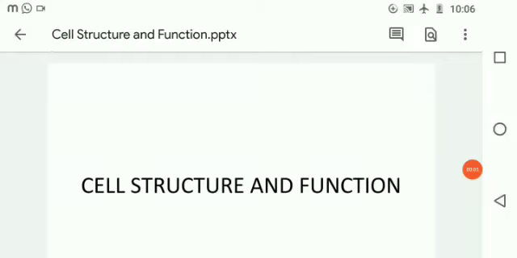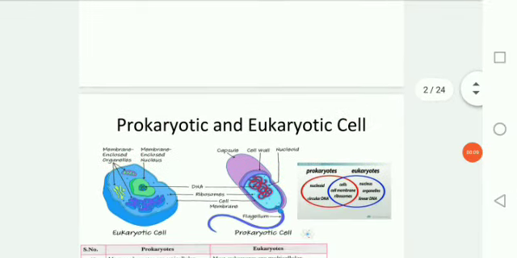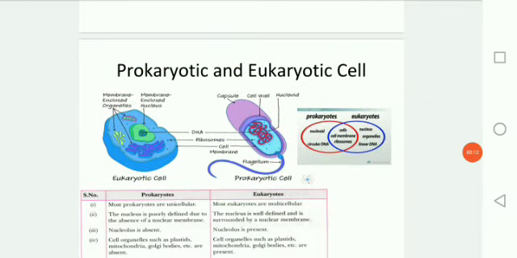Hello friends, today we will be discussing the cell structure and function. When we discuss cell structure and function, we should know that there are two different kinds of cell: the prokaryotic cell and the eukaryotic cell. Prokaryotic cells are the primitive cells, whereas eukaryotic cells are basically multicellular. Prokaryotic cells are usually unicellular, and eukaryotic cells are majorly multicellular.